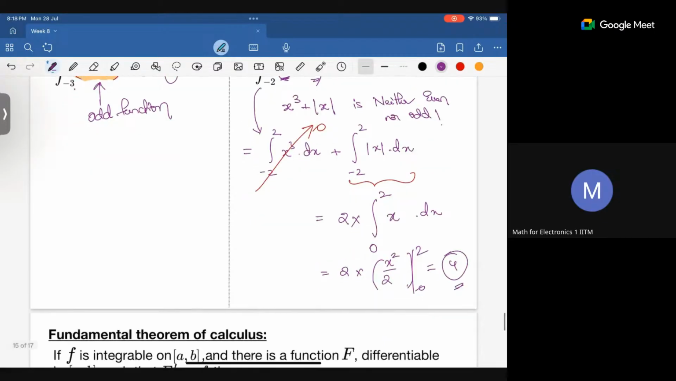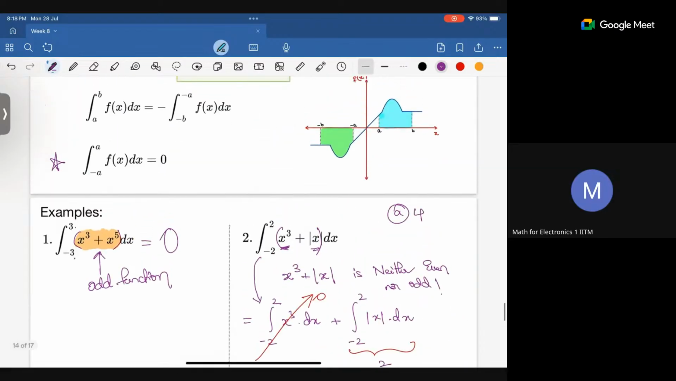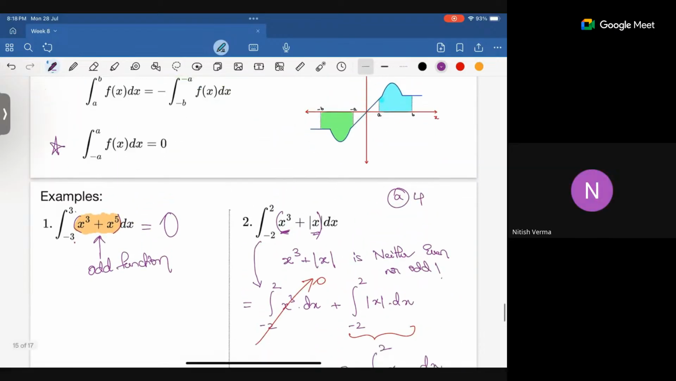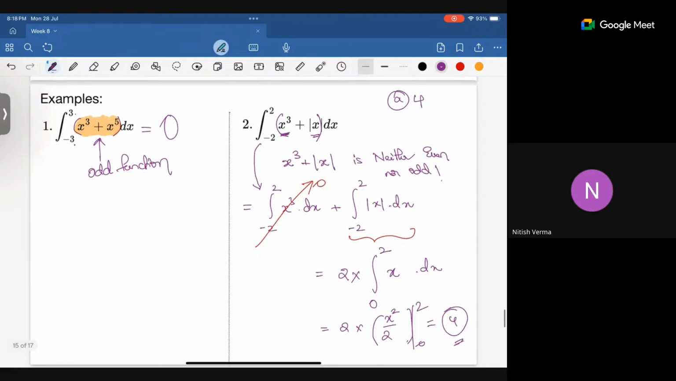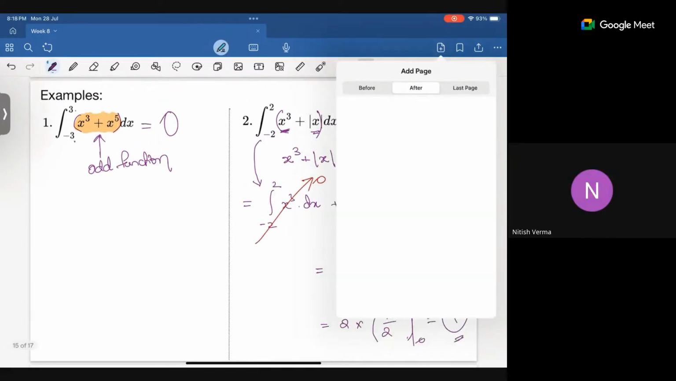Okay, so these are a couple of examples. Sir, can we generalize the statement: if we add two functions, first an even function and second an odd function, then we will get a function that is neither odd nor even? Yeah, that is how it is. So we can generalize it.